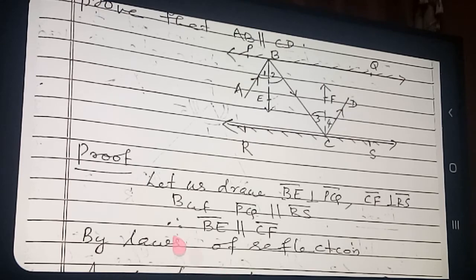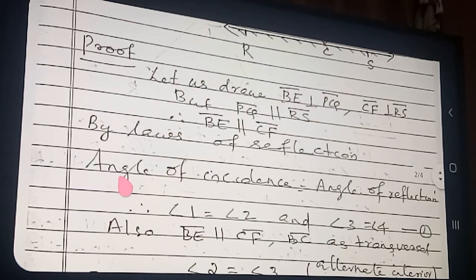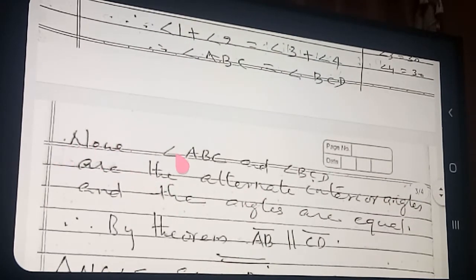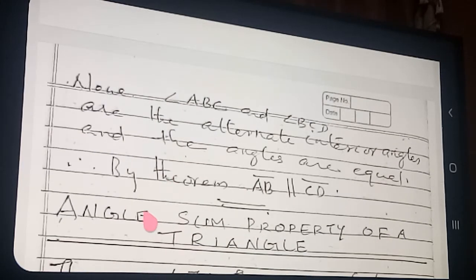Clear? The remaining points the teacher has written below. See here, ABC is equal to BCD. Now angle ABC and angle BCD are alternate interior angles, and the angles are equal. Therefore by the theorem, AB is parallel to CD. Clear? Got it clear now? Learn it perfectly. Listen to the video one, two or three times so that you will get it properly. So okay, 6.2 is over now, students.